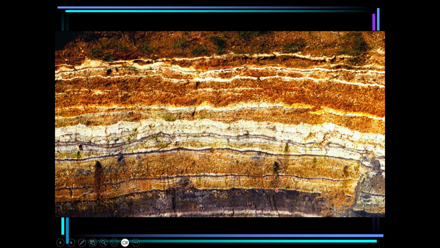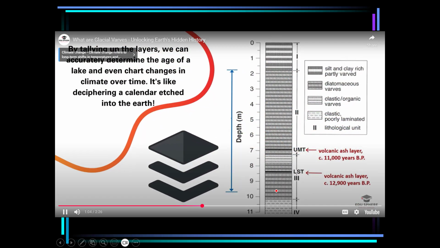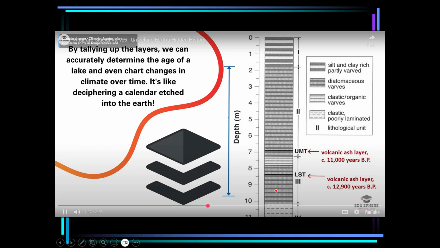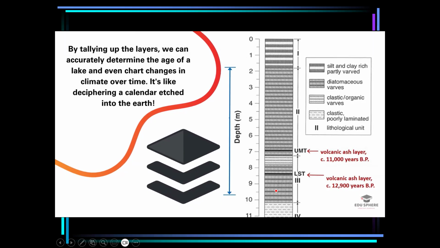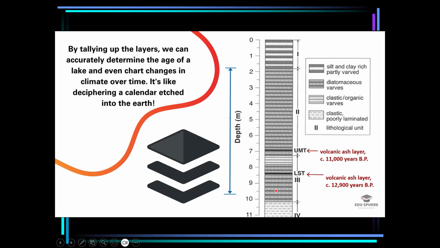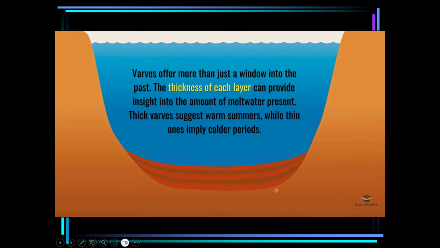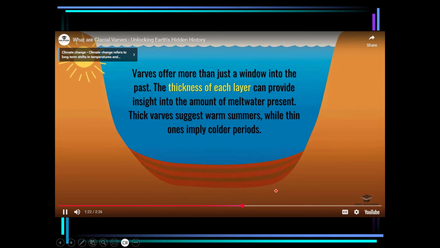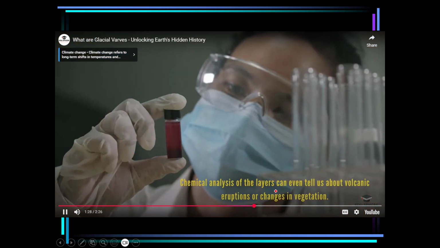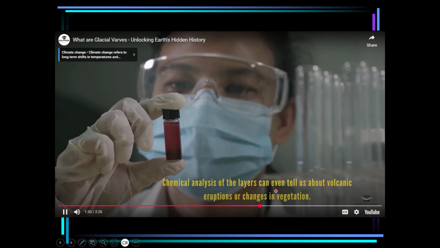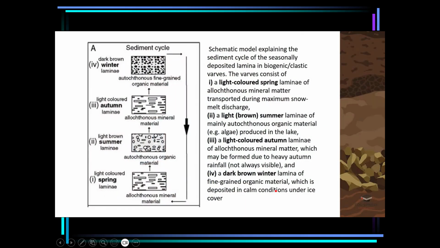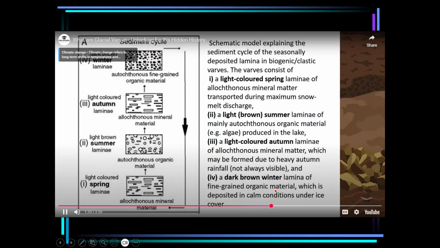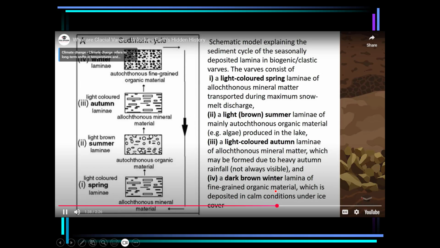By counting them, we can literally count back the years, uncovering the age of the lake and even tracing past climate changes. It's like reading a natural calendar written in rock. But varves tell us more than just age. The thickness of each layer reveals information about how much meltwater there was. Thick varves whisper of warm summers, while thin ones hint at colder periods. Chemical analysis of the layers can even tell us about volcanic eruptions or changes in vegetation. It's like a detective story, where each layer provides a clue to Earth's ancient history.